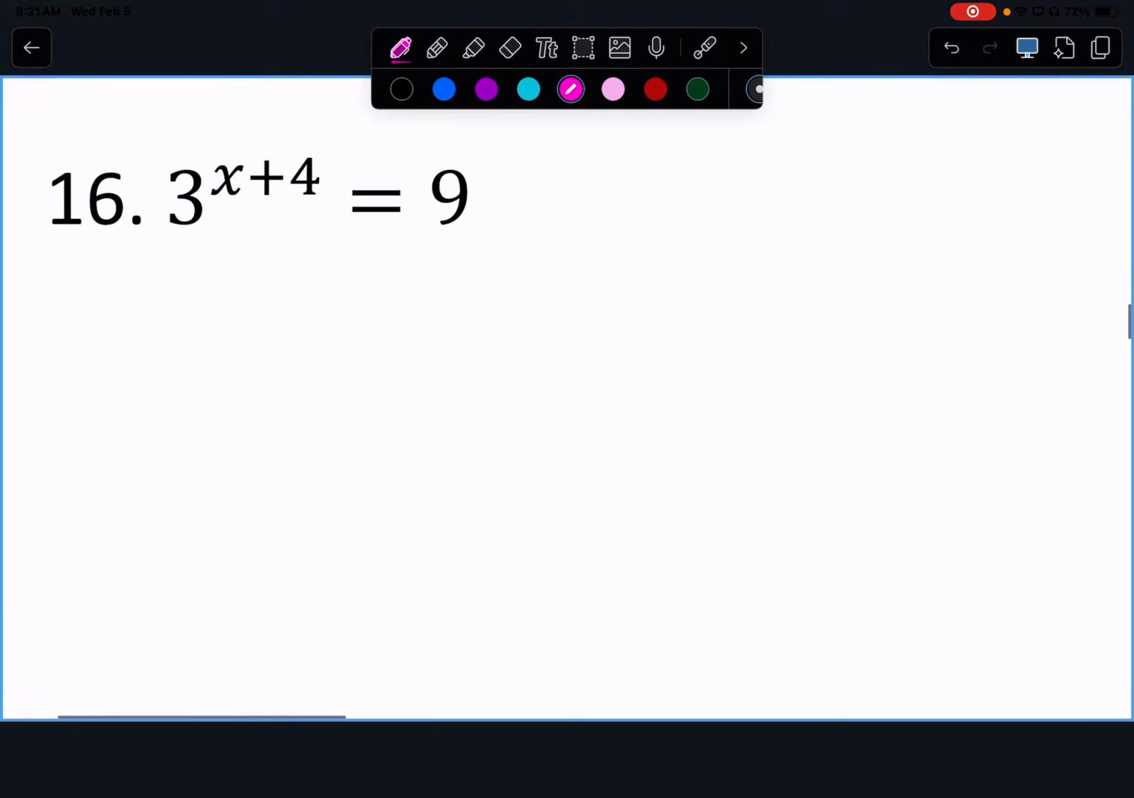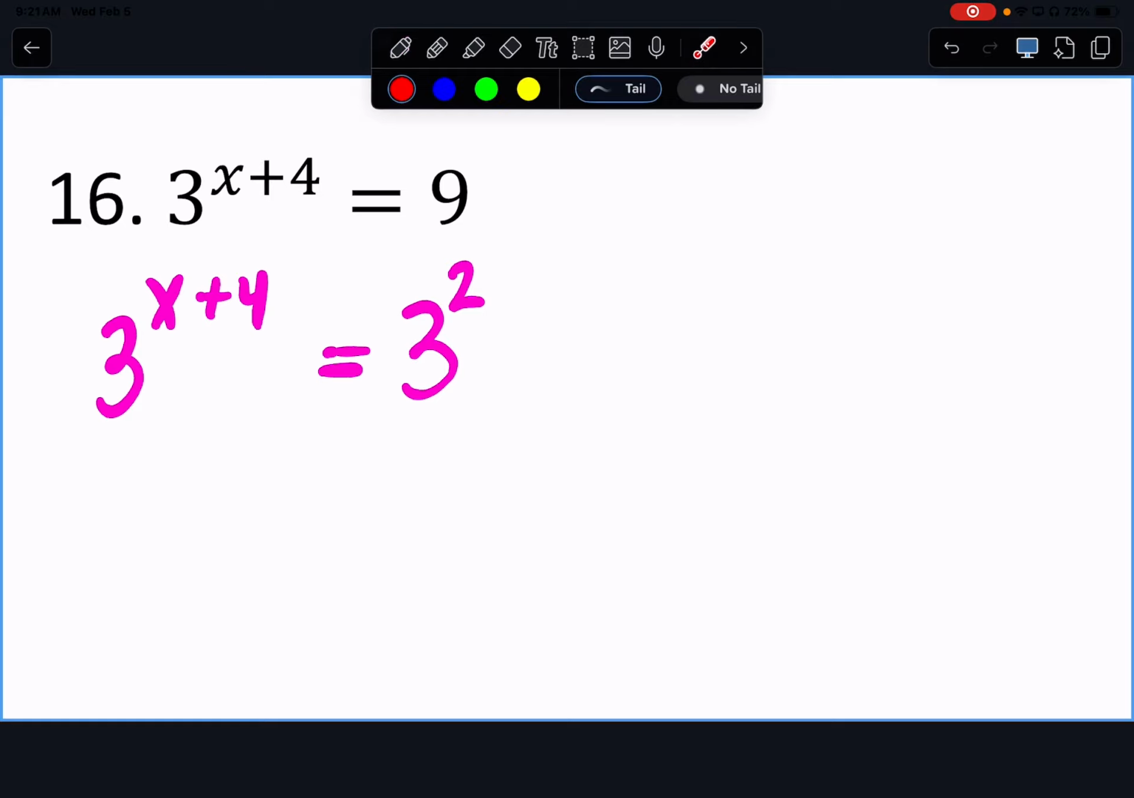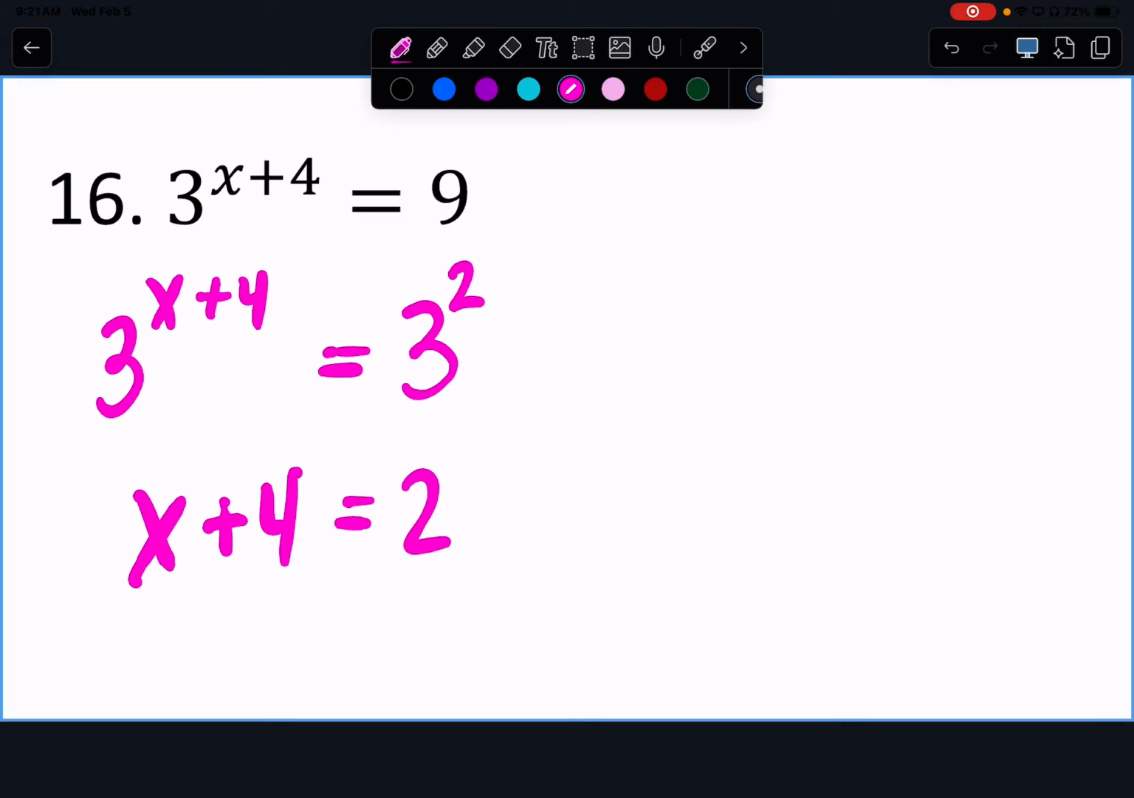Okay. What should I write next to do this problem? Yep. So I get 3x plus 4 equals 3 to the second. Why would we do 3 to the second? Because 3 times 3 equals 9. We have to rewrite 9 with a base of 3. All right. Then we do x plus 4 equals 2. So x equals negative 2.